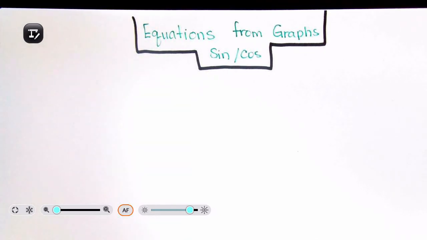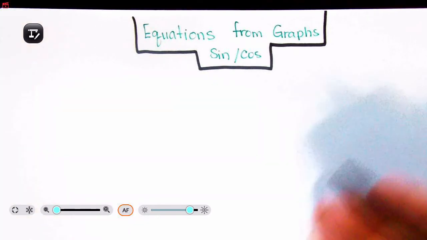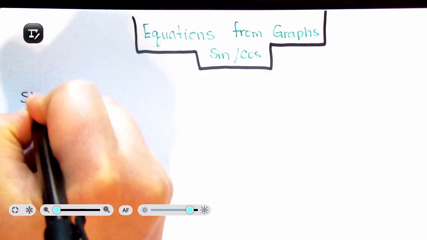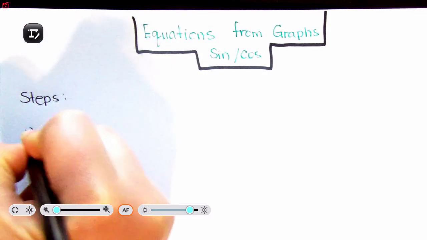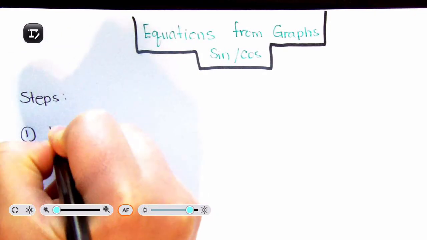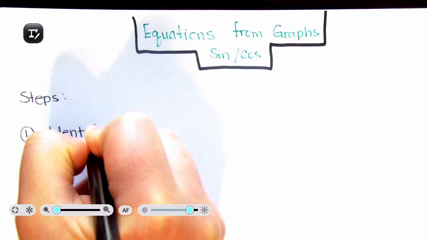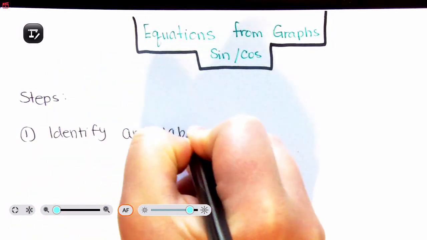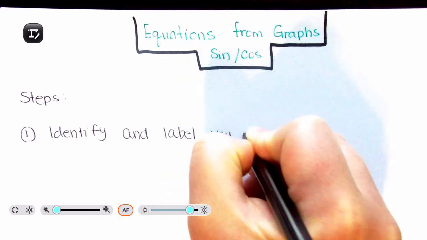Let's get started. The first thing I'm going to do is give you some steps that should help you to get the information that you need, identify it, write it down, and then make it easier for you. All right, so step number 1 is identify and label your midline.